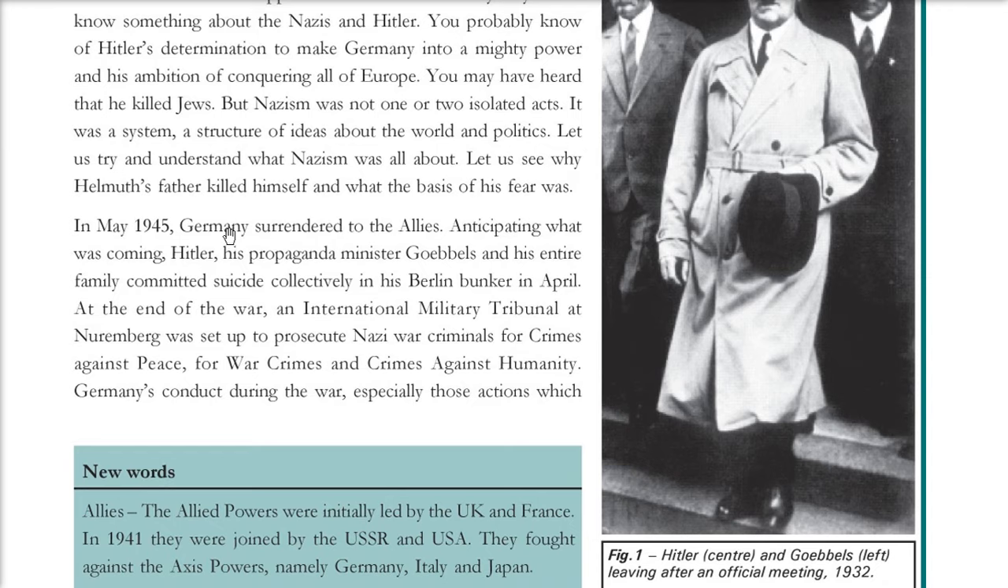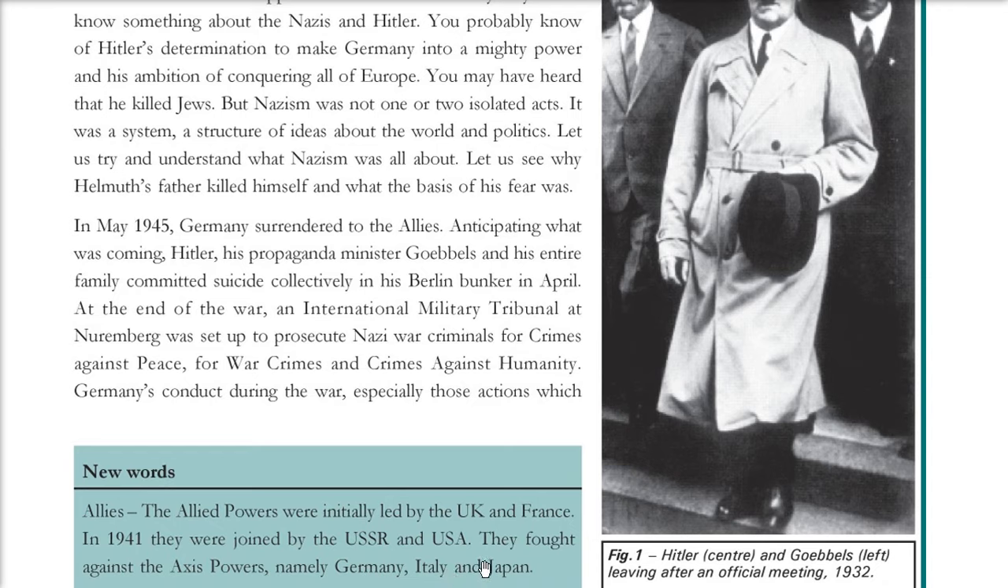So there is a story behind this. In May 1945, first of all, Germany surrendered to the Allies. Now there are two powers because it was a world war. The Allied powers were initially led by the United Kingdom, that is Britain, and France. In 1941, they were joined by USSR and USA, so USSR, USA, UK and France on one side, and then the Axis powers, Germany, Italy and Japan, on the other side. So this was the World War.